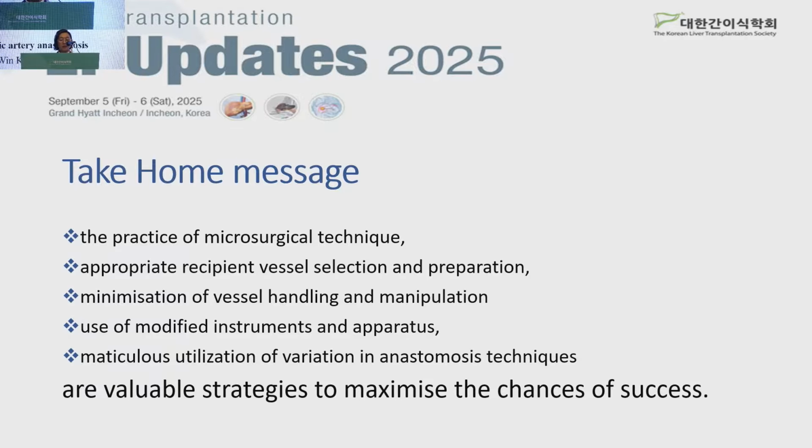Before the conclusion, I would like to say something as a take-home message. The first important thing is that the practice of microsurgical techniques and instruments is essential. Appropriate recipient vessel selection and preparation is also important. Minimization of vessel handling and manipulation is crucial. Very important. And then the use of modified instruments and apparatus and meticulous utilization of variations in anastomosis techniques are totally the experienced surgeon's choice. These are valuable strategies to maximize the chance of success.